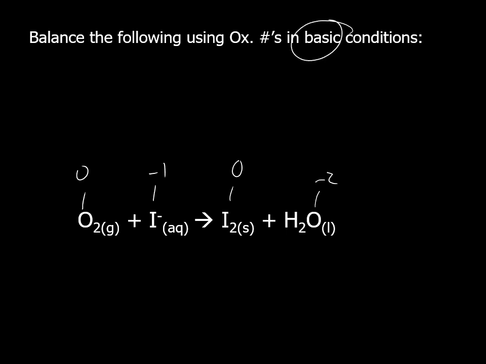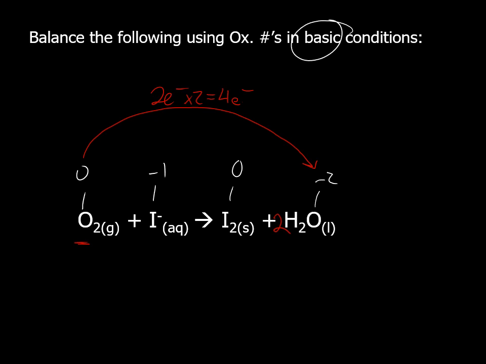Our reduction should see a drop in its oxidation number. And so if we look at oxygen going from 0 to -2, it is gaining 2 electrons, but there's 2 of them on the left-hand side, so I'm going to put a temporary coefficient of 2, so I have 2 on the right-hand side, and so I'm really talking about a reduction. It is gaining 4 electrons.